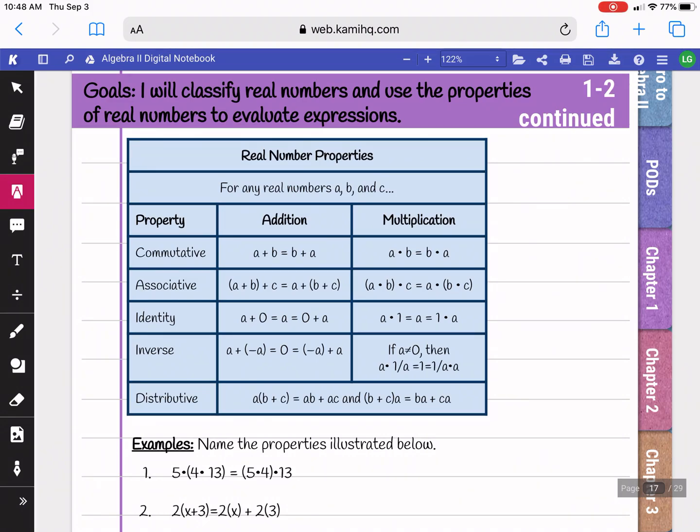So today we're going to be looking at the real number properties. The main properties that we're going to be focusing on are commutative, associative, and distributive. So I'm going to go ahead and begin with those.